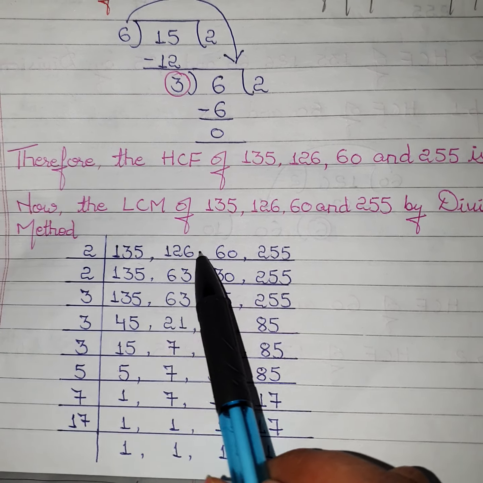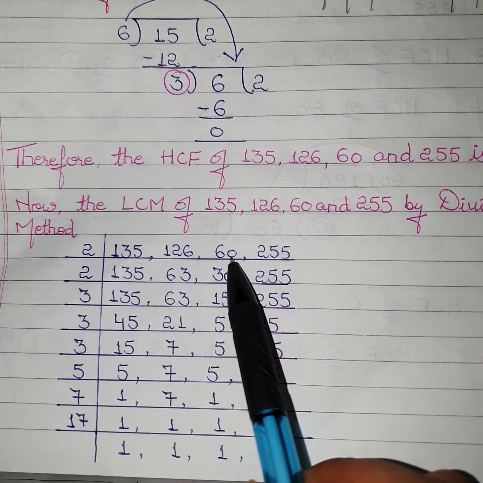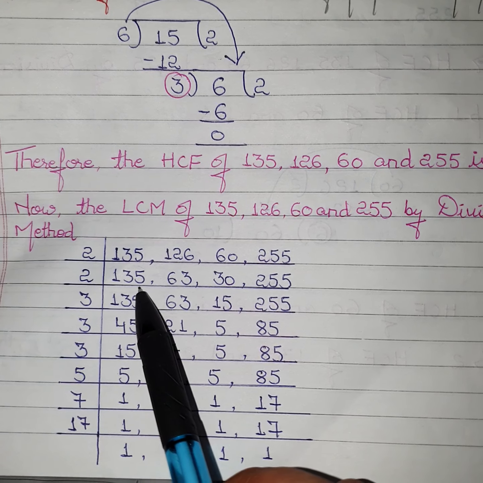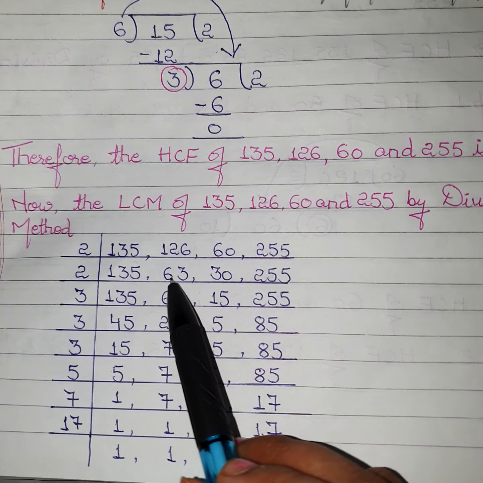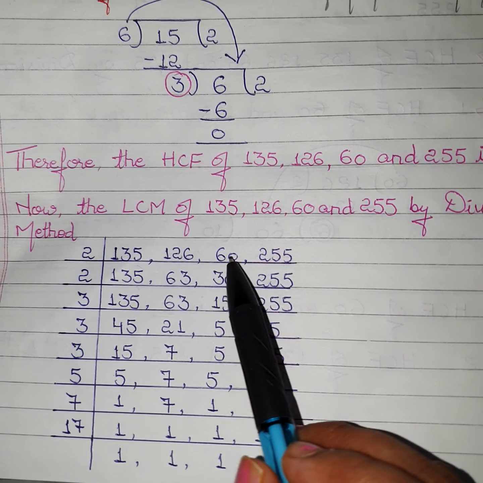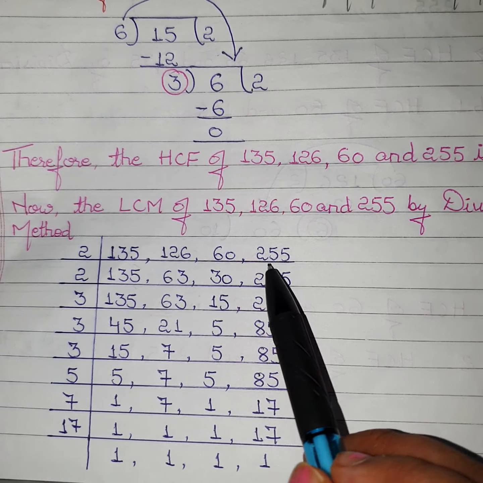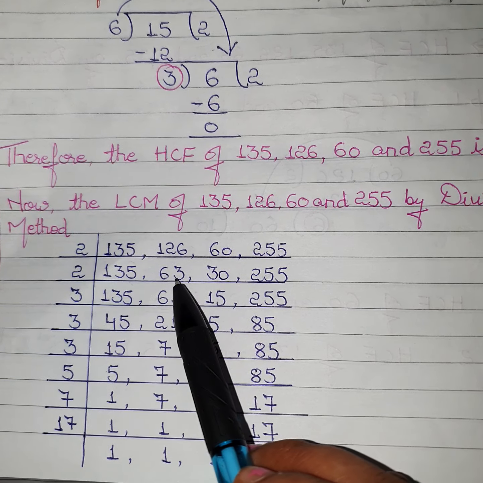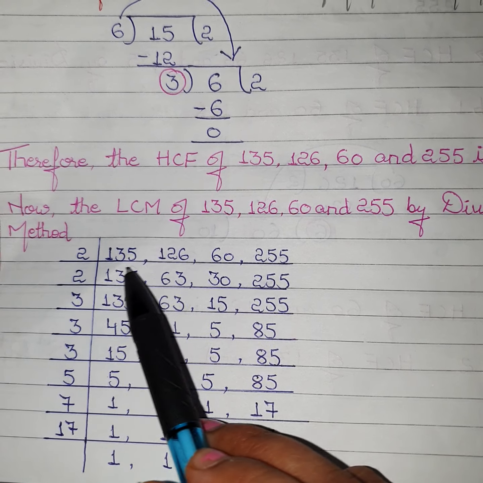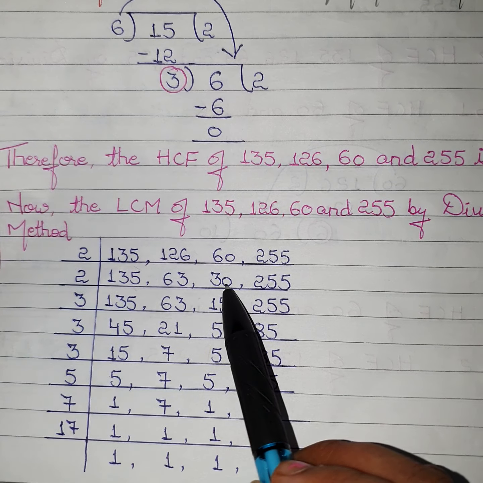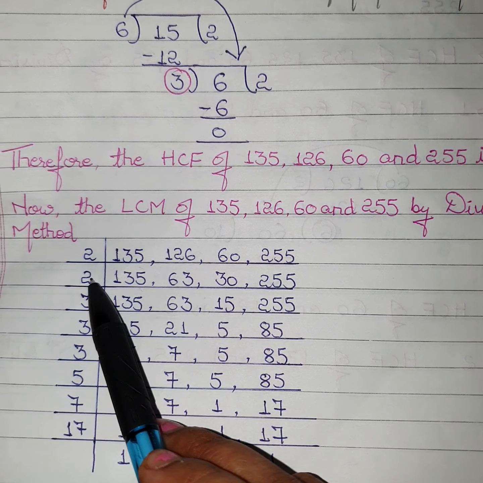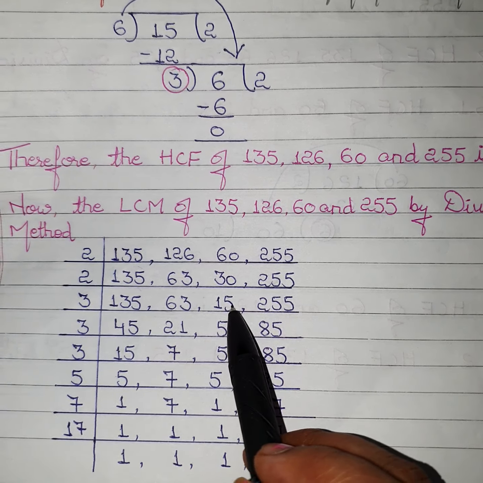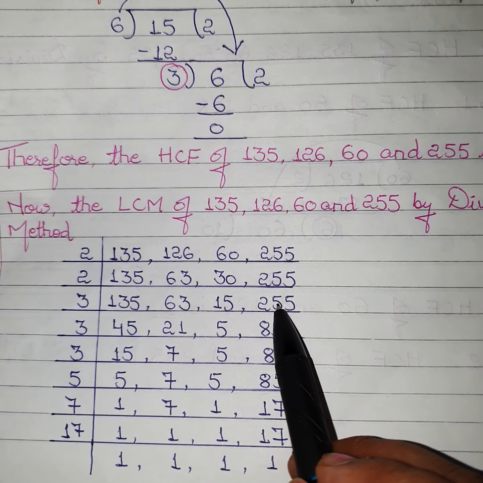Here you can see that 126 and 60 come in the table of 2. So I am finding it by the table of 2. So 2 outside, 135 will come as it is because it doesn't come. 126 comes 63 times in the table of 2 and 60 comes 30 times. 255 doesn't come, so it will come as it is. Okay. Now 135, 63 and 255. These three numbers don't come in the table of 2, but 30 does. So outside you will write 2 and in the table of 2, 30 comes 15 times. So here you will write 15 and the remaining three numbers will come as it is.